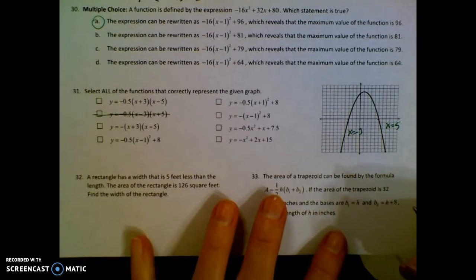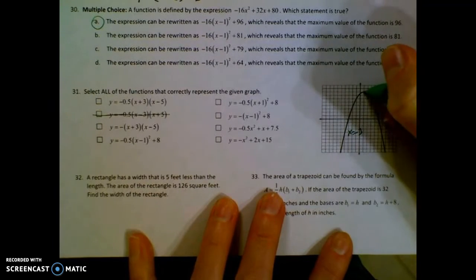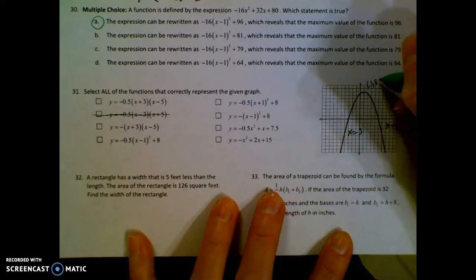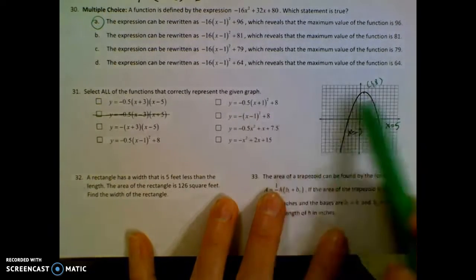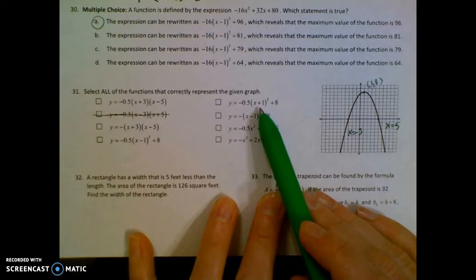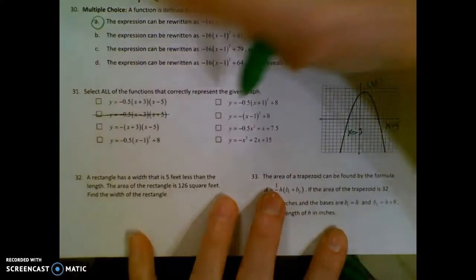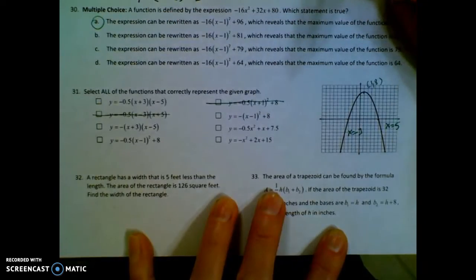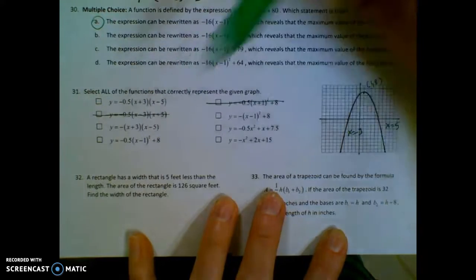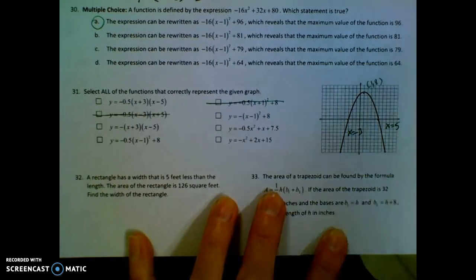Next, I can easily erase some answers because of my vertex. My vertex is 1, 8. Remember, it's always the opposite of how you expect. So it's not going to be plus 1 plus 8, it's going to be a minus 1 plus 8. So I can get rid of this as an option. This negative 1 and positive 8 is a possibility, and this negative 1 and positive 8 is still a possibility.